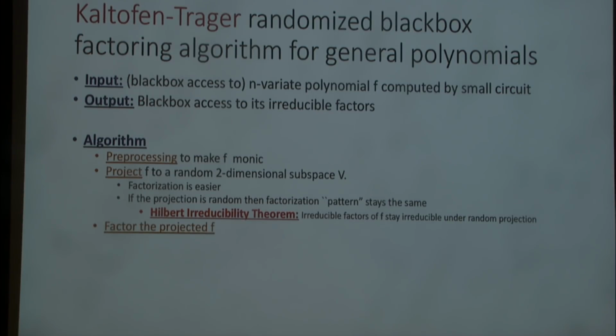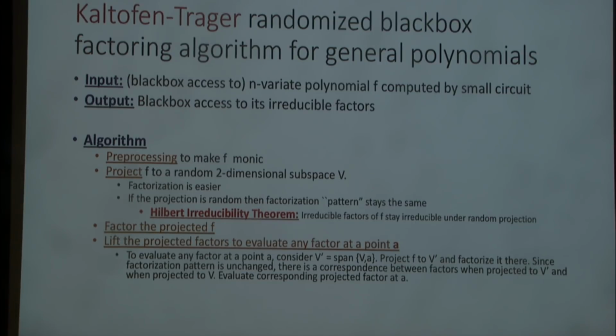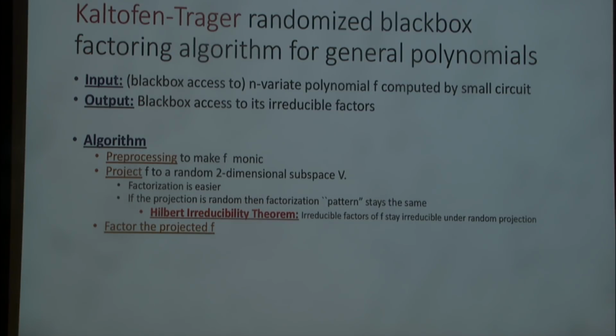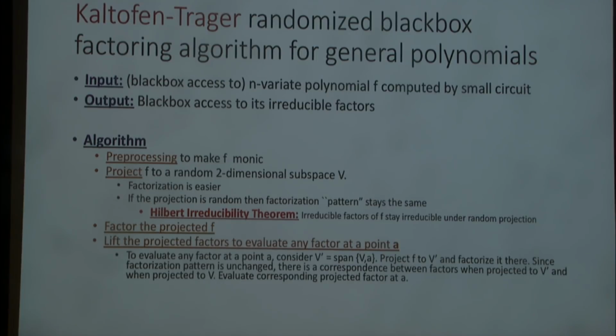So you project f to this two-dimensional space and you factor it. Okay, the factorization pattern now you got. Now you want to evaluate the factors of the original f. The goal is to output black boxes to the factors of the original f. So you want to output the values, the evaluation of the factors at any chosen point. Suppose someone tells you to evaluate the ith factor at the point alpha.